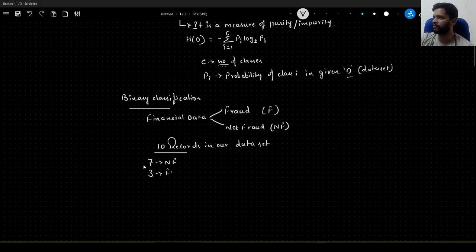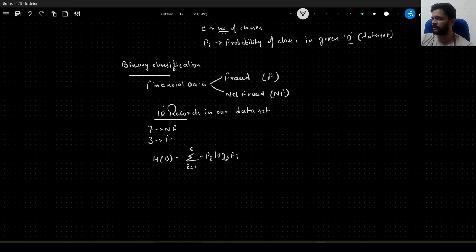So in this case, how can we calculate the entropy? Let me write the formula again: H of D is equal to the sum over i equals 1 to C of minus p_i log base 2 of p_i. Let us calculate the entropy for this data set, which we'll call D1. Expanding it for this data set, it will be minus P fraudulent log 2 of probability of fraudulent, minus probability of non-fraudulent into log 2 of probability of non-fraudulent.